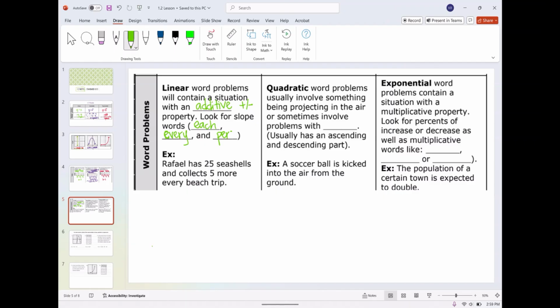You know, if something is per month or per day or anything like that. So this example with Raphael has 25 seashells, and then he collects 5 more every beach trip. Okay, so he starts out with 25. Well, that tells me that's going to be the initial value, or our y-intercept. And then each time he goes, he collects 5 more. So that means we are adding 5, right? That's going to be our slope, plus 5 each time.